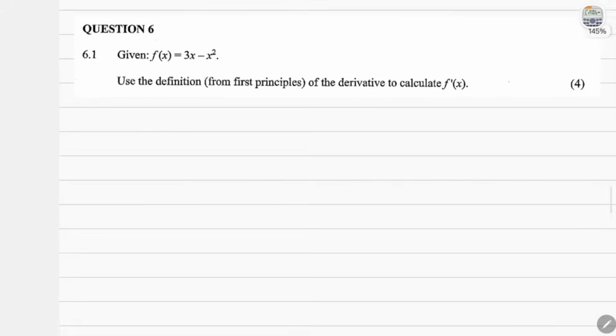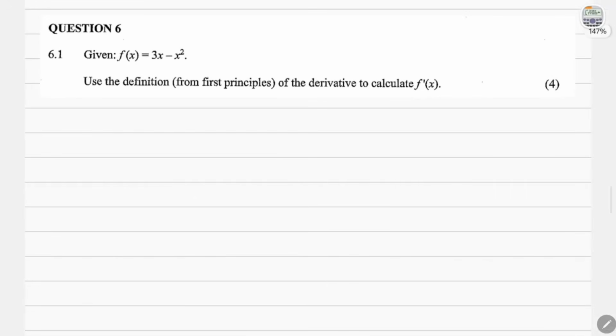Question 6. 6.1 says, given f of x is equal to 3 minus x squared, use the definition, or really from first principles, of the derivative to calculate f prime of x.